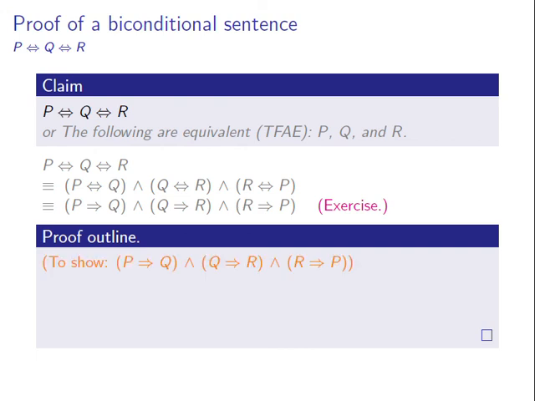Hence, to prove that P, Q, and R are pairwise equivalent, we only need to show that P implies Q, Q implies R, and R implies P. The proof will then have 3 parts showing each of these conditional sentences. An example of this type of proof will be given later.